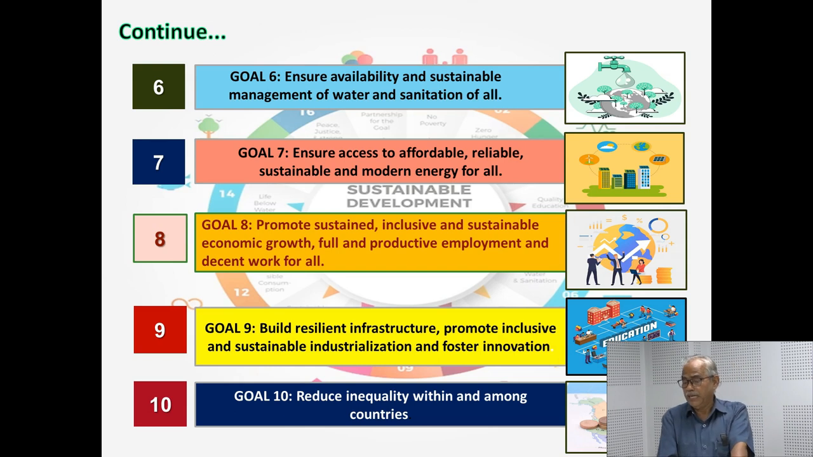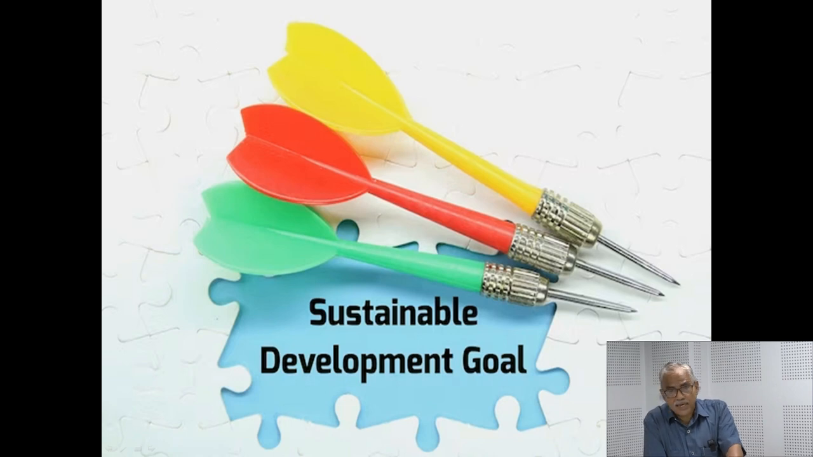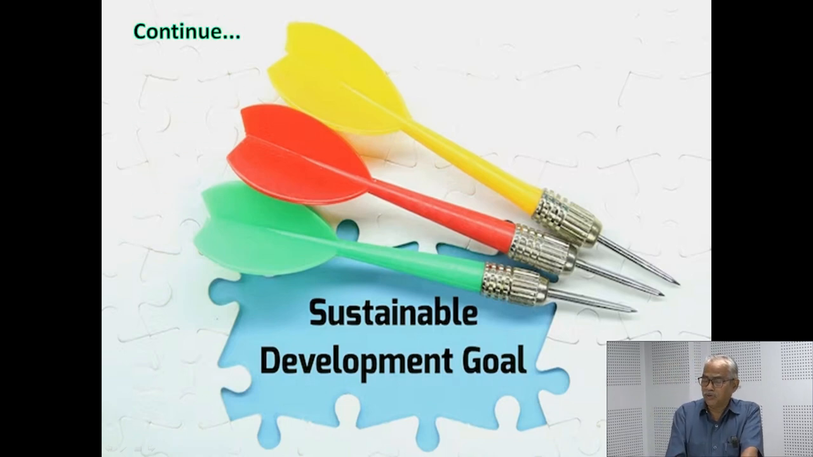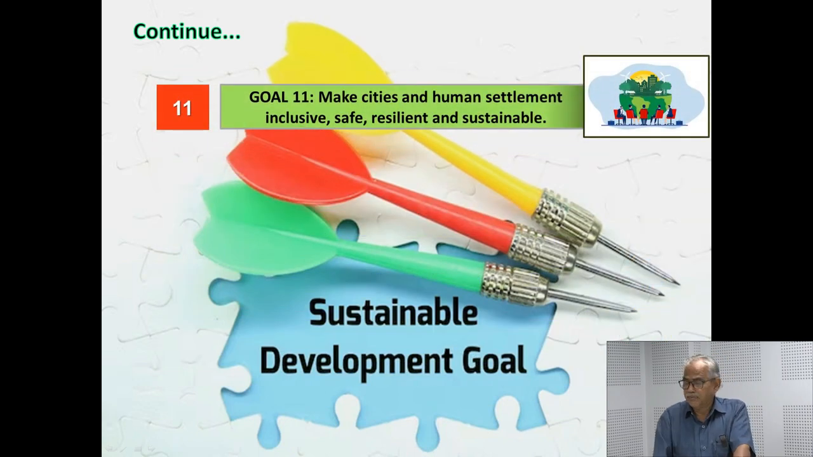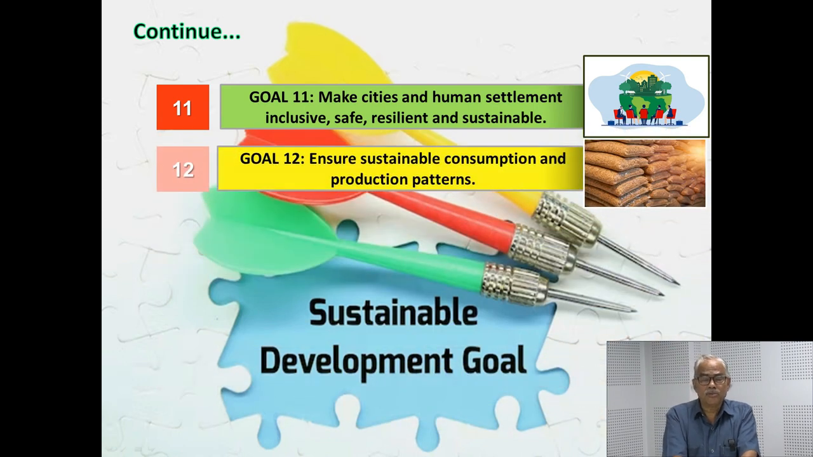Goal 11 is, in the context of urban areas, that our human settlements must be inclusive, so urban life and cities must promote a quality living standard, a safe, resilient, and sustainable life. Goal 12 is to ensure sustainable consumption and production patterns. We should be very careful about our needs, and see that our consumption pattern does not exceed the extent to which resources can be replenished.